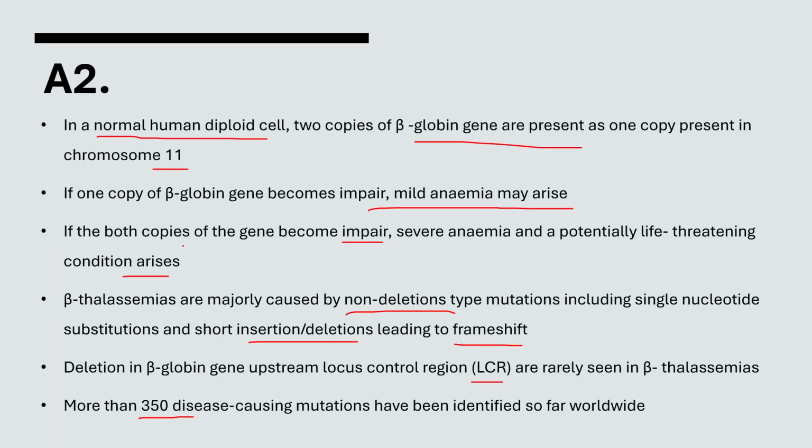So we have discussed beta thalassemia here. How does beta thalassemia happen? It generally happens due to the reduction or absence of the beta globin chain of hemoglobin. It generally starts from chromosome 11, which has two beta globin genes in a pair. If one gene becomes impaired, then mild anemia arises, and if both genes become impaired, then it leads to severe anemia. And about 350 disease-causing mutations have been identified worldwide.